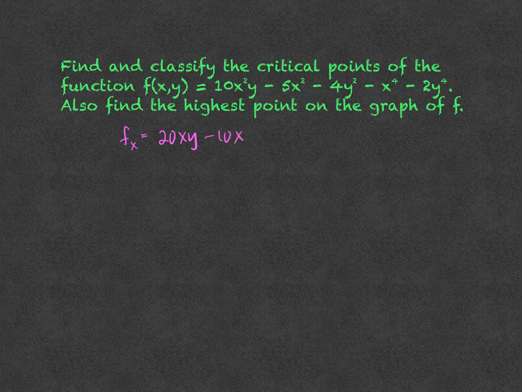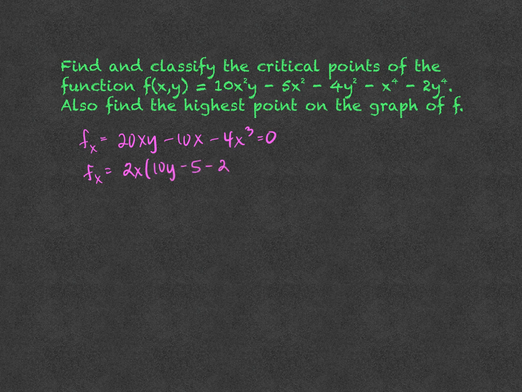That would be 0. And then minus 4x to the third, and the last one is 0. So if we set this equal to 0, first of all, we should move it over because we're going to run out of space. It's longer than I expected it to be. We could factor out 2x. So we're going to say that this is 2x parentheses 10y minus 5 minus 2x squared equals 0.